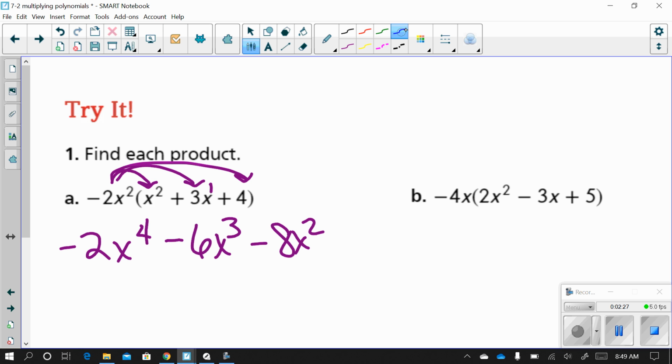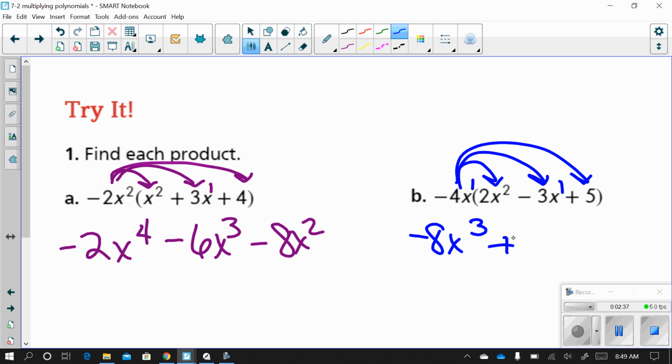Okay, again, try the next one, please. Okay, again, just distribute. We get negative 8x cubed. Remember, exponent of 1, so that's plus 12x squared, and then a negative 20x. Okay, just distributing. So that's how you do a monomial times a trinomial.